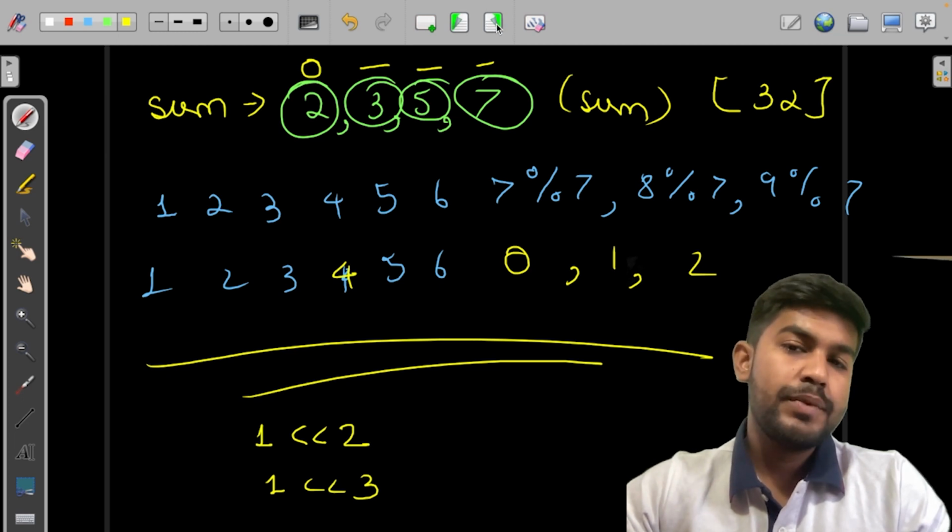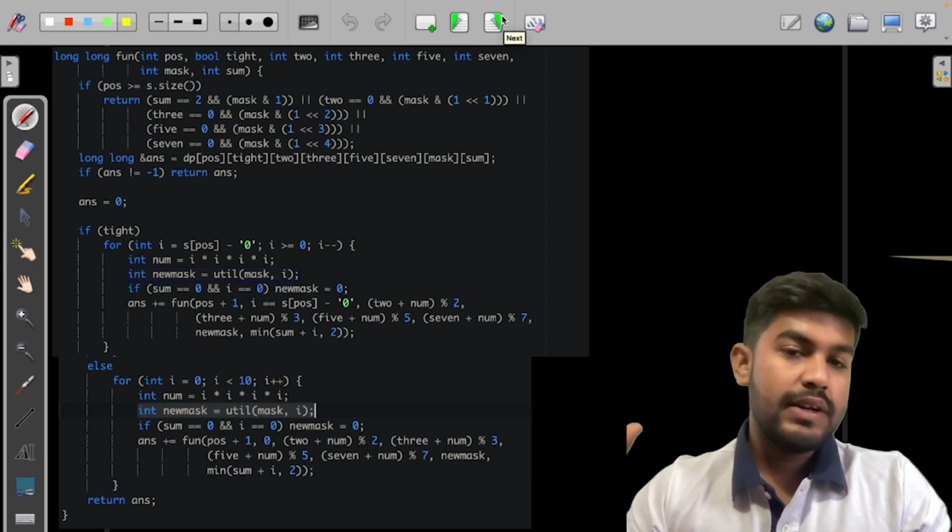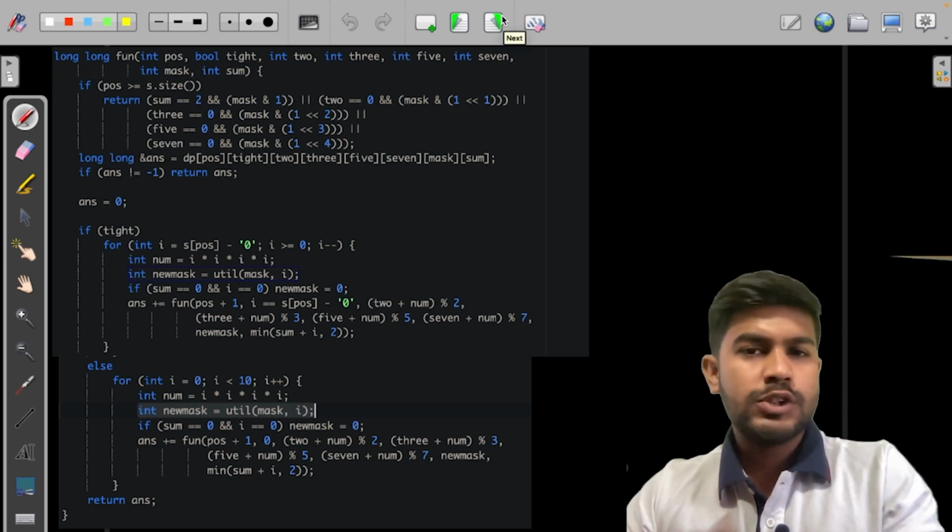Okay, fair enough. Let's move to the implementation. All the things are covered. So let us first talk about the recursive function. Then we would talk about the input and all later, because we have the flow now.